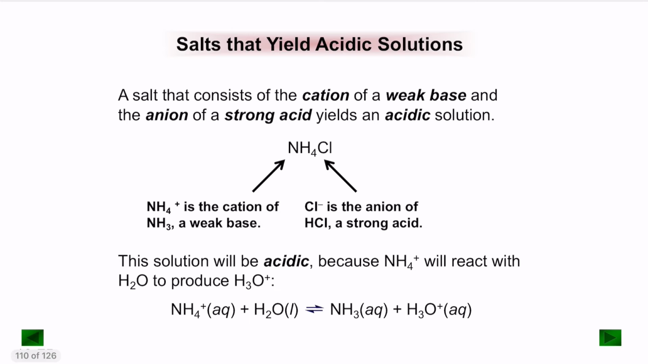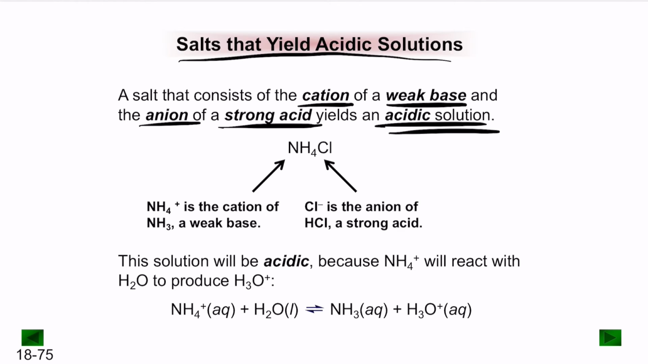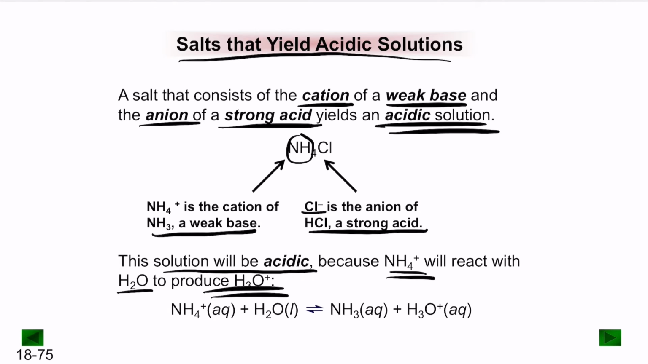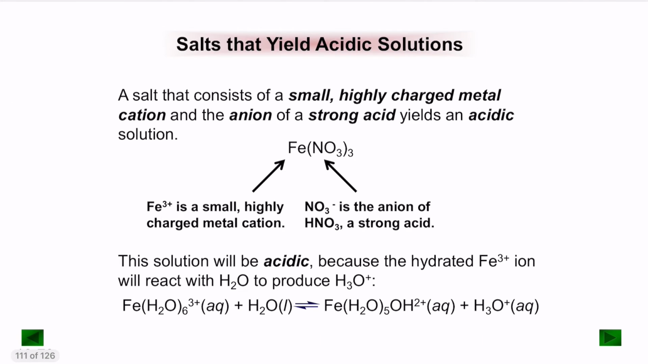Next, let's talk about salts that yield acidic solutions. To yield an acidic solution, you should have a cation of a weak base and the anion of a strong acid. For example, NH4Cl comes from NH4+, the cation of NH3, and Cl-, the anion of HCl, a strong acid. This solution will be acidic because NH4+ will react with H2O to produce H3O+, resulting in an acidic solution.